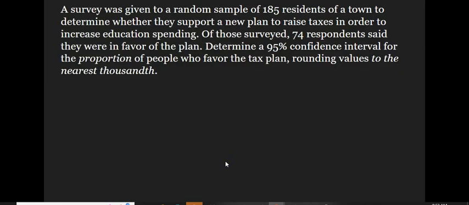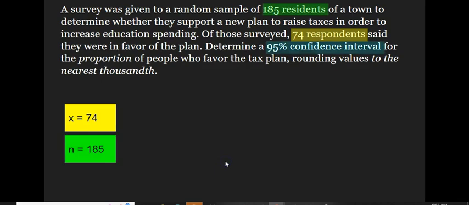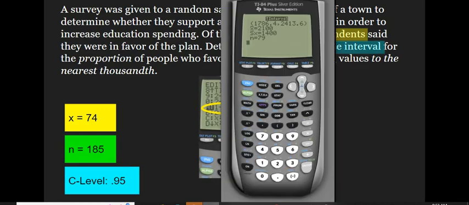Alright, a survey was given to a random sample of 185 residents. 74 responded, with a 95% confidence interval. Alright, so I will go to stat test. You can scroll all the way down to A. I usually just do alpha math or alpha A, but you can scroll all the way down to A and press enter. Just takes a little bit of time.